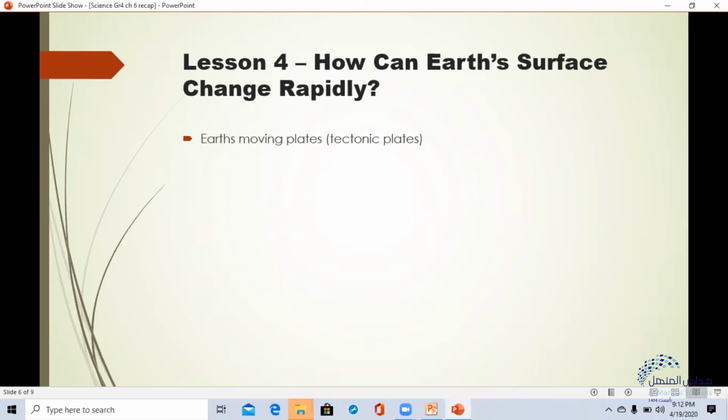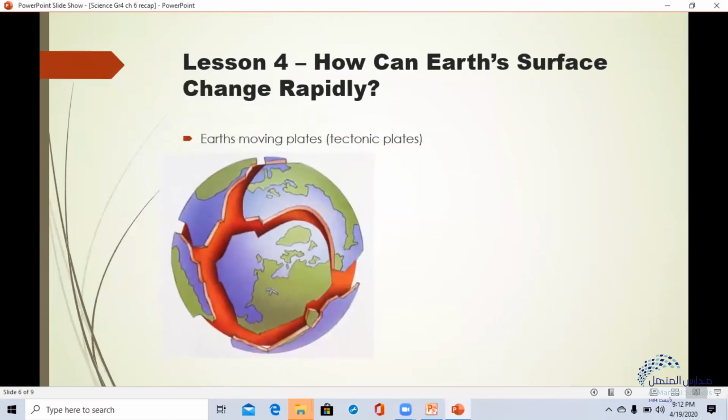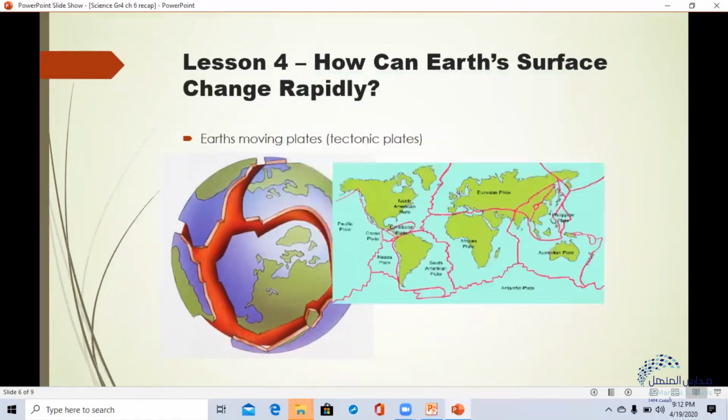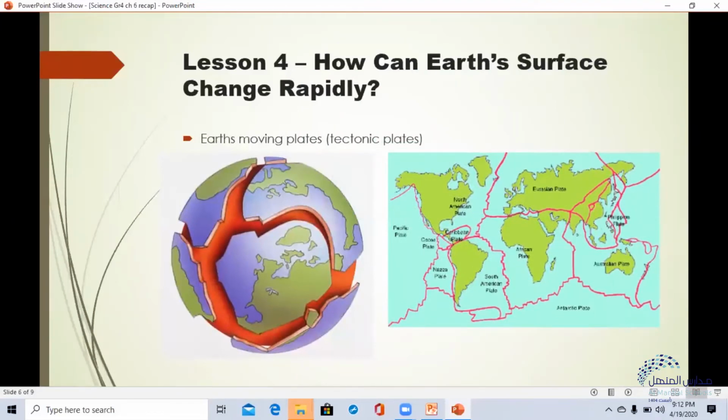Earth's moving tectonic plates, or moving plates. So we can see that the Earth is not made up of a solid state. It is in the middle molten lava, and this changes rapidly by the movement. In this picture, we can see the lines that represent the tectonic plates, and those lines move towards or away from one another.